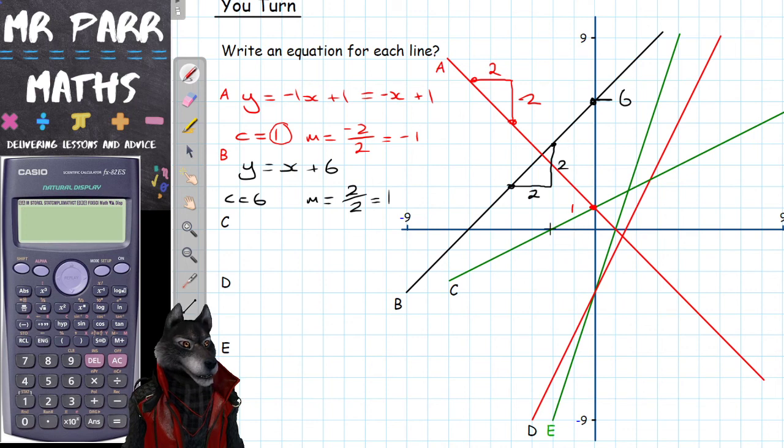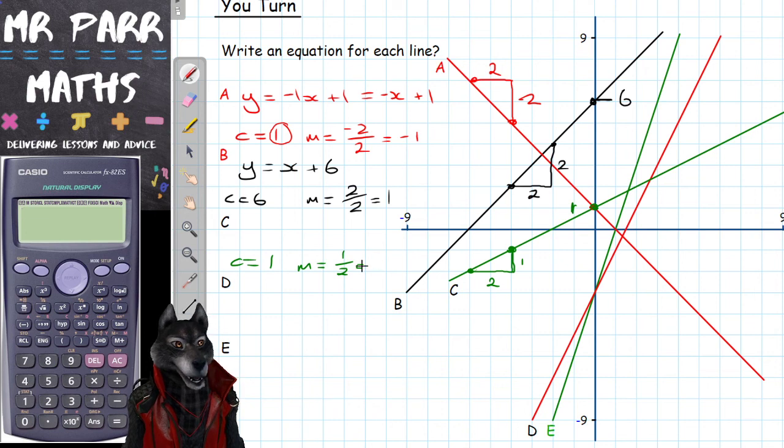So C. Again, you can see it has a y-intercept of 1. And M, pick 2 points. I'm going to pick this point and this point. Do a triangle. It's got a rise of 1, a run of 2. So remember again, it's rise over run. Oh, well, we can't simplify that. The gradient is a half. So this is y equals 1/2 times x plus 1 for the y-intercept. Done.